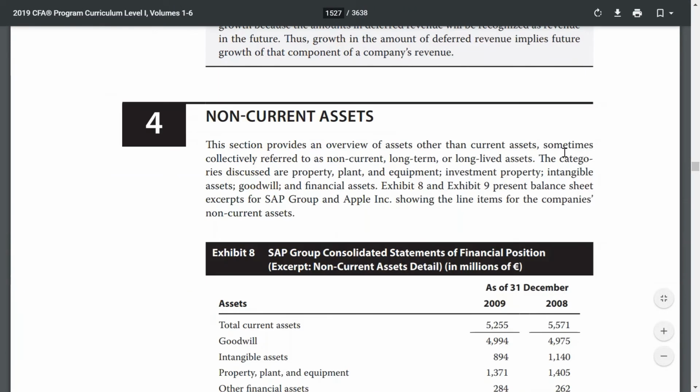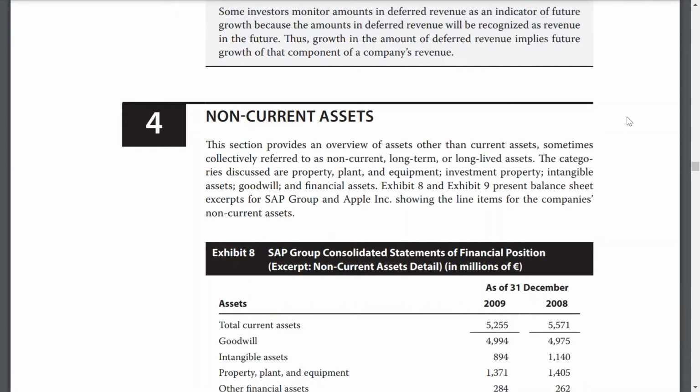Non-current assets. This section provides an overview of assets other than current assets, sometimes collectively referred to as long-term or long-lived assets. The categories discussed are property, plant, and equipment, investment property, intangible assets, goodwill, and financial assets. Example 8 and example 9 present balance sheet excerpts for SAP Group and Apple Incorporated, showing the line items of the companies' non-current assets.